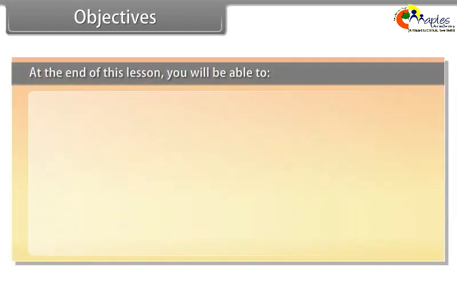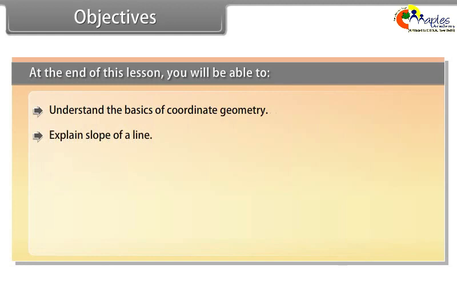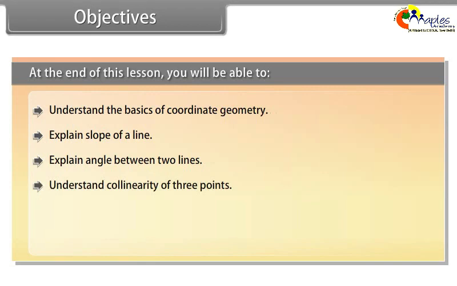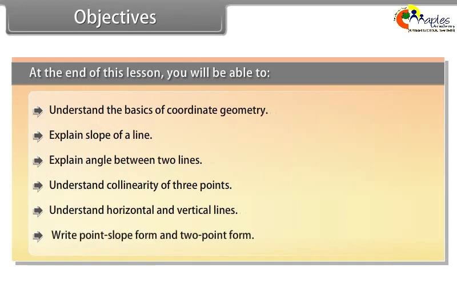At the end of this lesson, you will be able to understand the basics of coordinate geometry, explain slope of a line, explain angle between 2 lines, understand collinearity of 3 points, understand horizontal and vertical lines, write point-slope form and 2-point form.